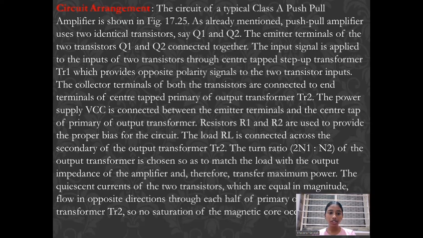The quiescent currents of the two transistors, which are equal in magnitude, flow in opposite directions through each half of the primary of the transformer TR2, so that there is no saturation of the magnetic core.